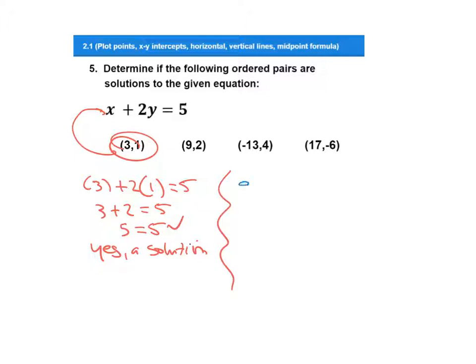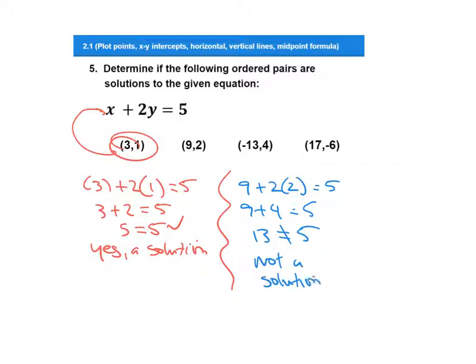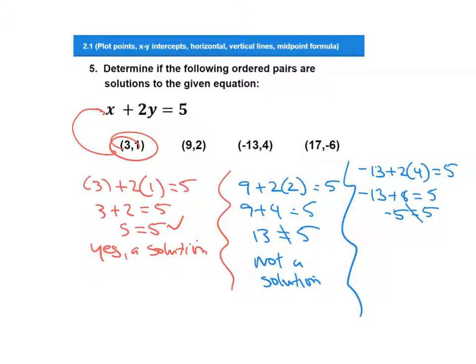So what about (9, 2)? So 9 plus 2 times y equals 5. So 9 plus 4 equal 5. 13 does not equal 5, so this is not a solution. Negative 13, 4, so negative 13 for x, plus 2 times 4 equals 5. Negative 13 plus 8 equals 5. So negative 5 equals 5, and that's not true. So this one is not a solution.